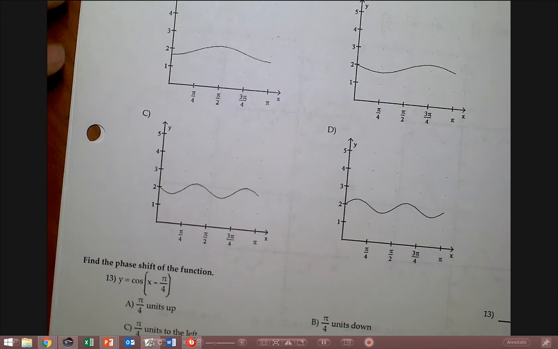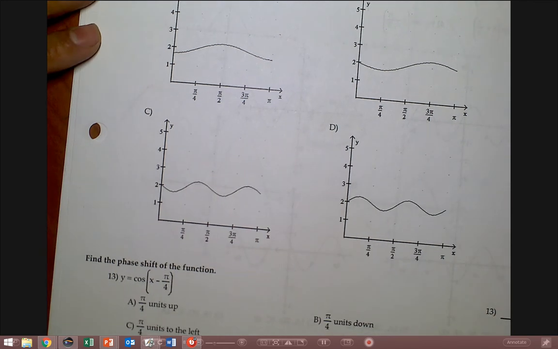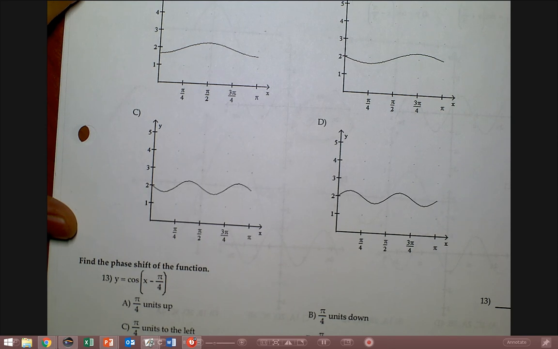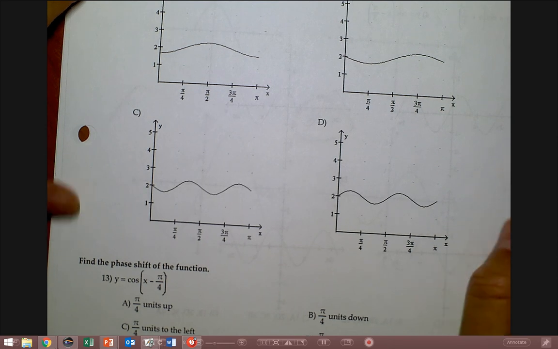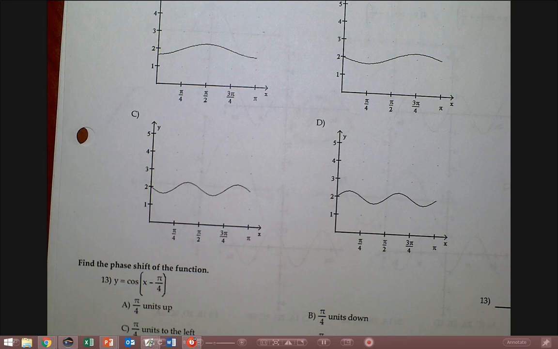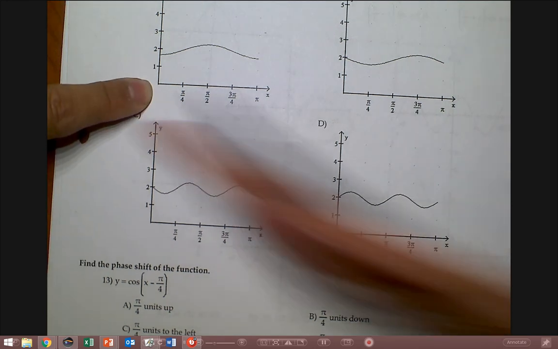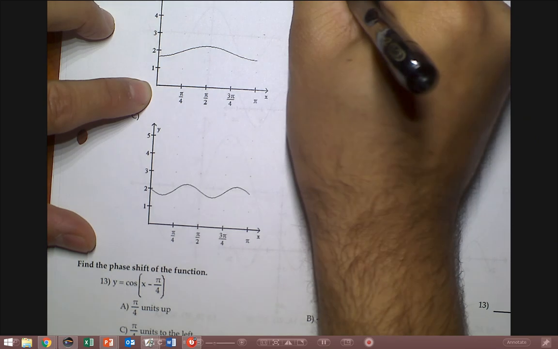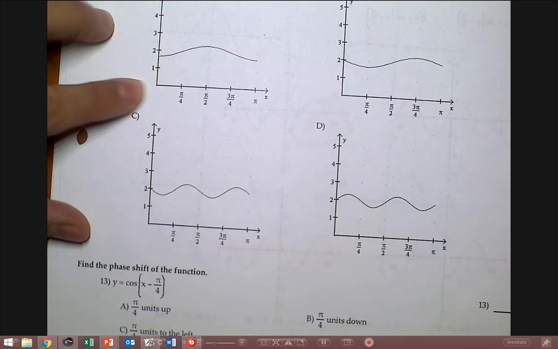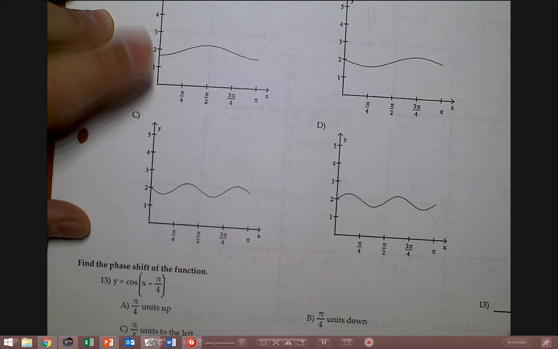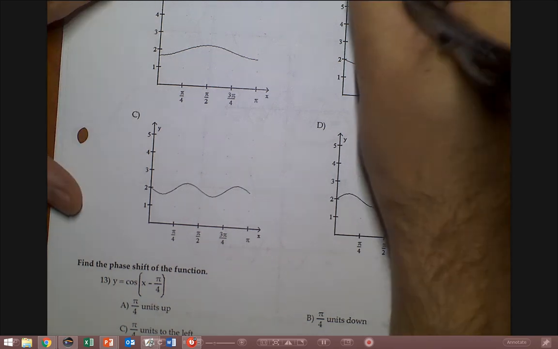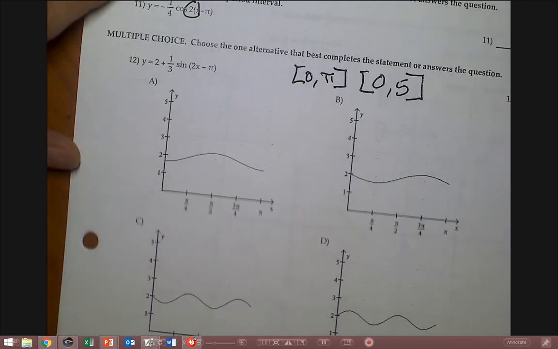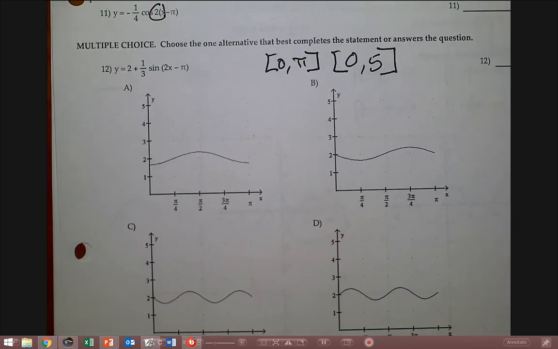Number 12. Multiple choice. Hey, look, just match the graph. Now, if I'm matching the graph, what are my x values here? X starts at 0. You start at 0, 0 to pi. So it's going to be 0 to pi. What are my y values? 0 to 5, because it's the lower bound, the lowest part first. So there we go.